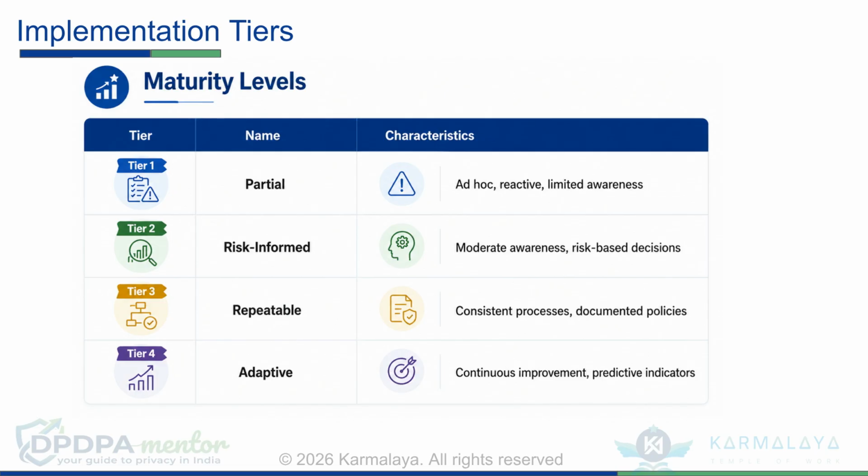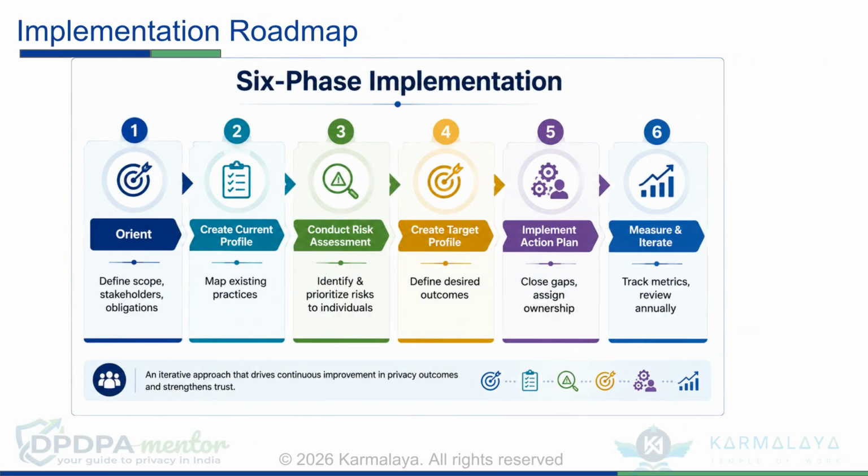Not every organization needs to reach Tier 4. The framework recognizes that appropriate maturity depends on your risk profile, resources, and regulatory context. NIST outlines a 6-phase implementation pathway.